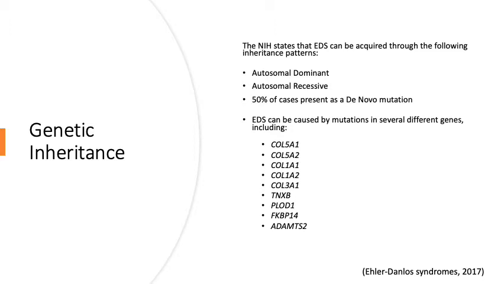De novo mutations are ones that appear in an individual despite not being seen in their parents, essentially as a new mutation that can be passed along. This occurs in about 50% of cases with Ehlers-Danlos syndrome. Ehlers-Danlos syndrome can be caused by a number of mutations in different genes. Some commonly affected genes include the COL5A1 gene, which can cause a form of Ehlers-Danlos syndrome called the classical type.